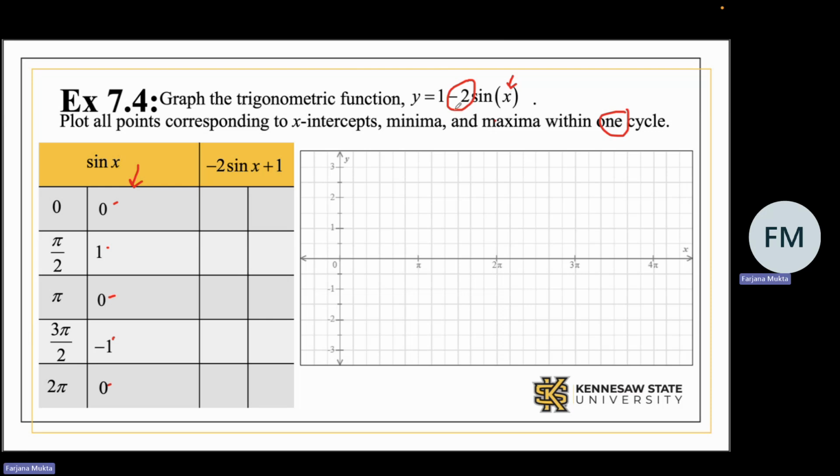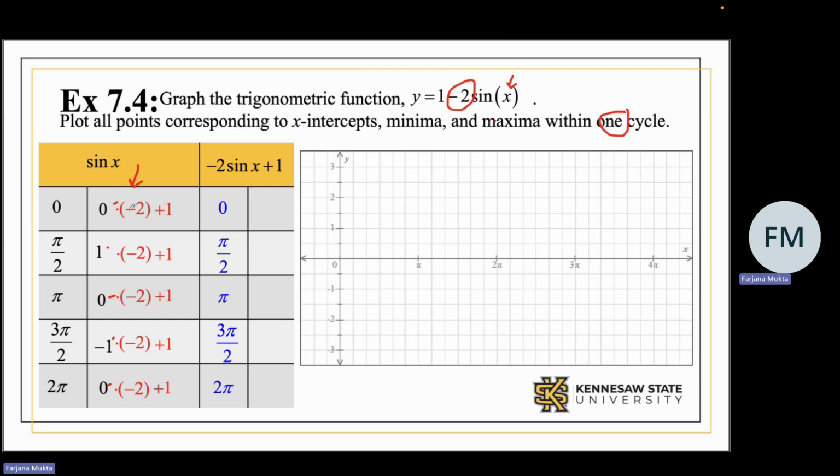So according to the y coordinates, we'll multiply by -2 first because the vertical shrink or stretch comes before vertical shift. And then we will add 1 to each of them. Please follow the order. Now let's simplify. Again, the x coordinates are not changing, but the y coordinates are changing.